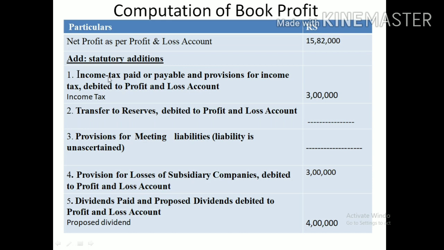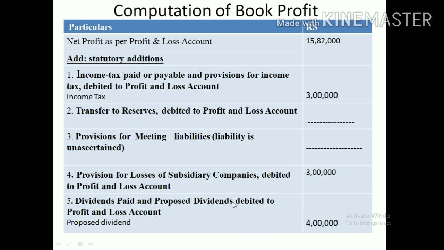Okay, the second item in the format is transfer to reserves debited to the profit and loss account. There are no reserves on the debit side, so nil. Then provision for meeting liabilities of an uncertain nature. There are no such provisions on the debit side, so nil. Then provision for loss of subsidiary company debited to the profit and loss account. Yes, we have that, so I take an amount here, 3 lakhs, added back to the profit.